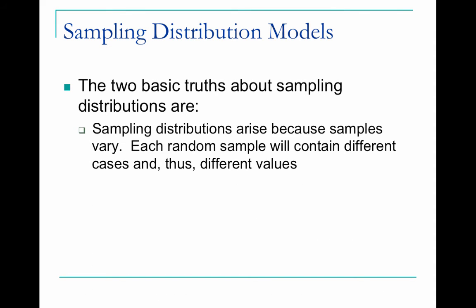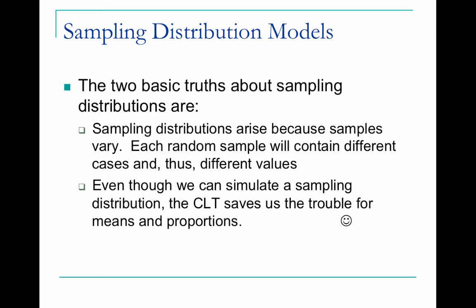There are two basic truths about sampling distributions. Sampling distributions arise because samples vary. Each random sample will contain different cases and thus different values. Even though we can simulate a sampling distribution, the central limit theorem actually saves us the trouble if we're dealing with means and proportions. So we could actually go out and simulate or take 1,000 different samples and then plot all of their statistics. Or we can just use the central limit theorem and say, hey look, we're pretending to do this, and then it works out the same.